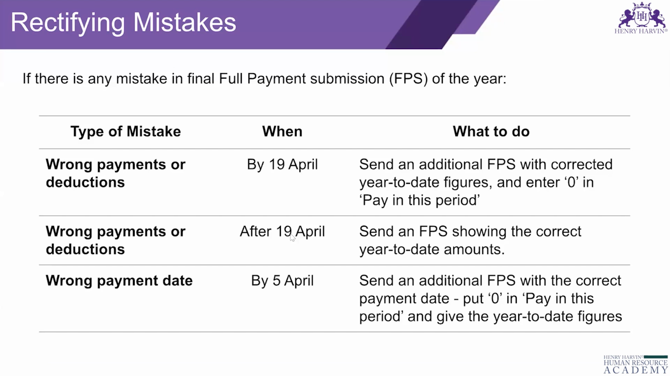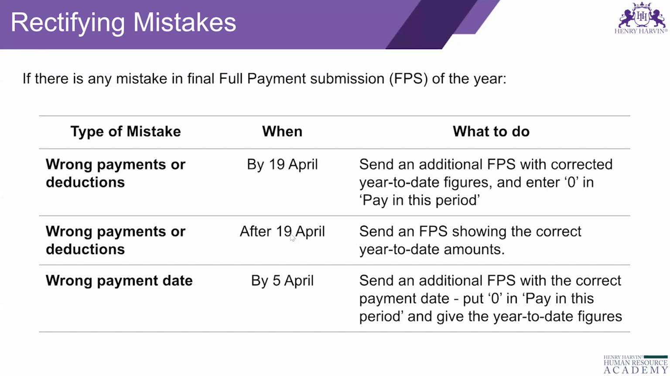So the last payment date for last month, you cannot go beyond 5th April. That is the reason you have to pay the employee by 5th April. Last payment you have to make by 5th. That is the reason it is 5th April. And you'll come to know about the correct pay date by 5th April. Okay, so send an additional FPS with the correct payment date.